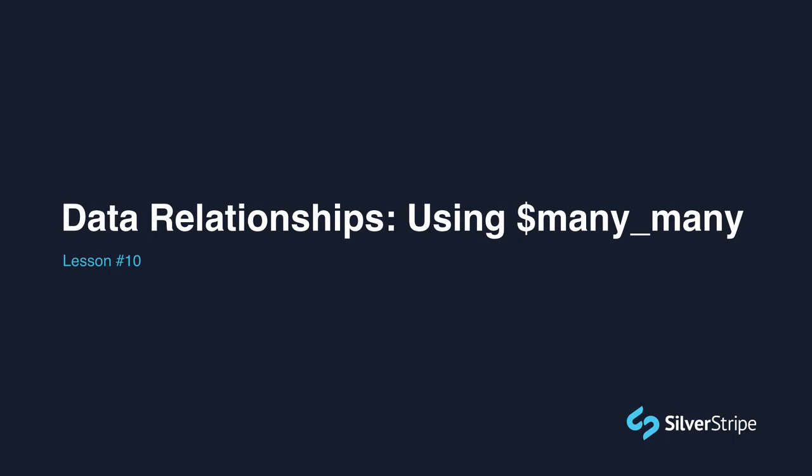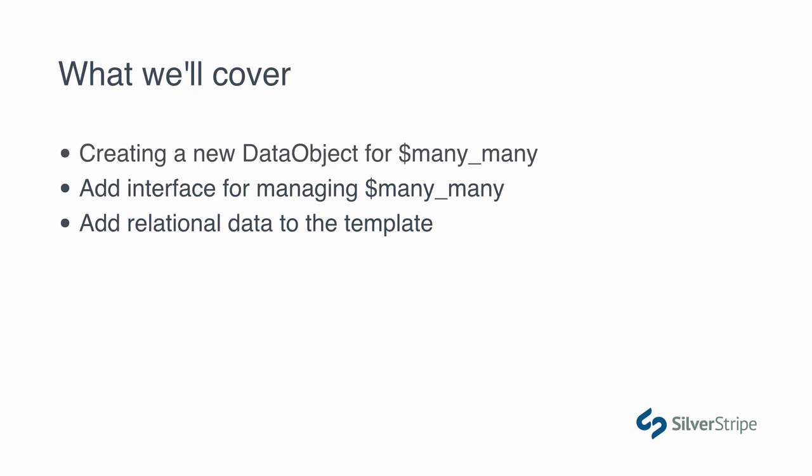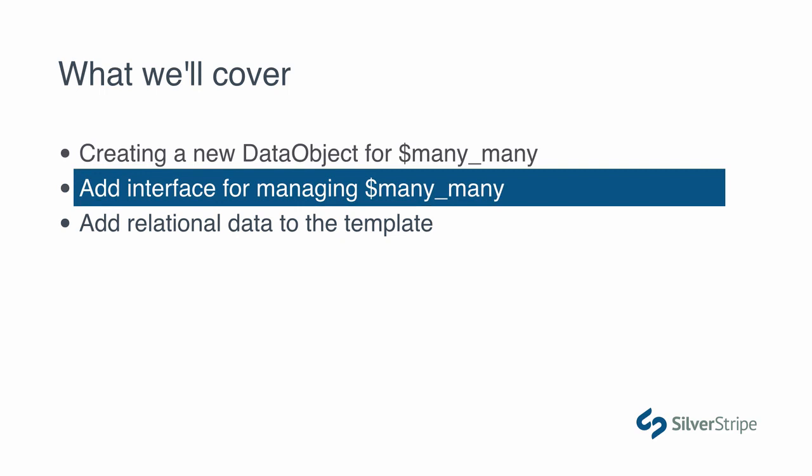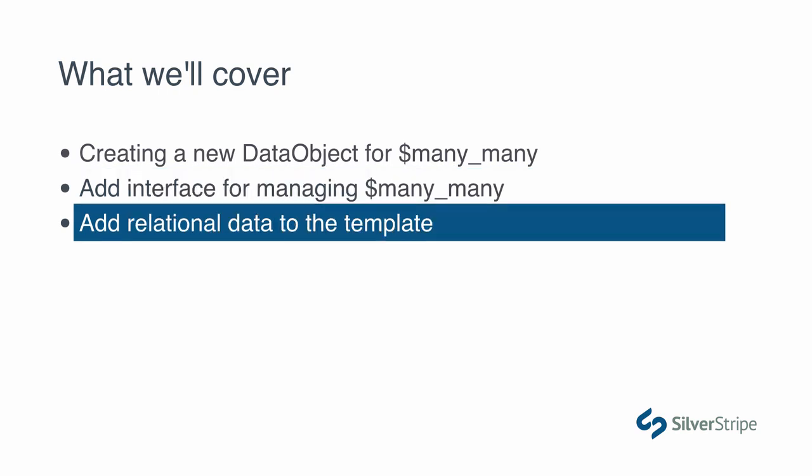In this tutorial, we're going to be talking about data relationships again, only this will be about the many-many relationship. So let's just go over what we're going to cover. First, we're going to create a new data object that we can manage and assign to a many-many relationship. Then we'll create some interface for managing that relationship. And lastly, we're going to pull that relational data into the template and render it.